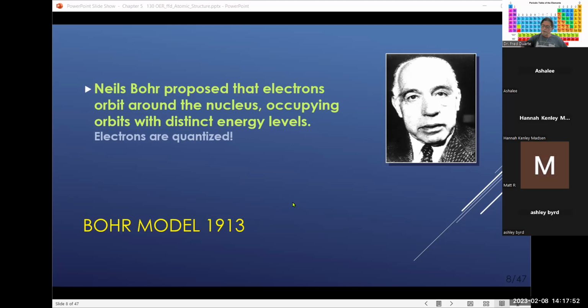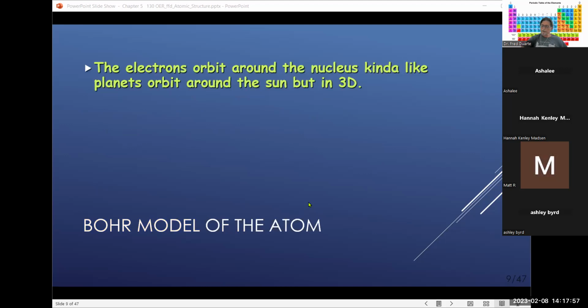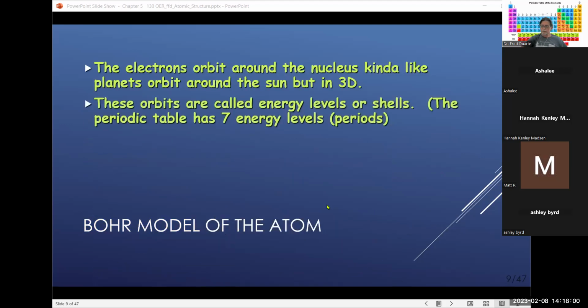Okay, so we've got Bohr's model, 1913, in which the electrons are quantized. They orbit in specific energy levels, and there are 7 energy levels, which are related to the periodic table, as I showed you, and those levels are called periods. Those Roman numerals that I talked about earlier on the periodic table, we call those groups. So we have the groups going down, but going across, the 7 energy levels are periods.